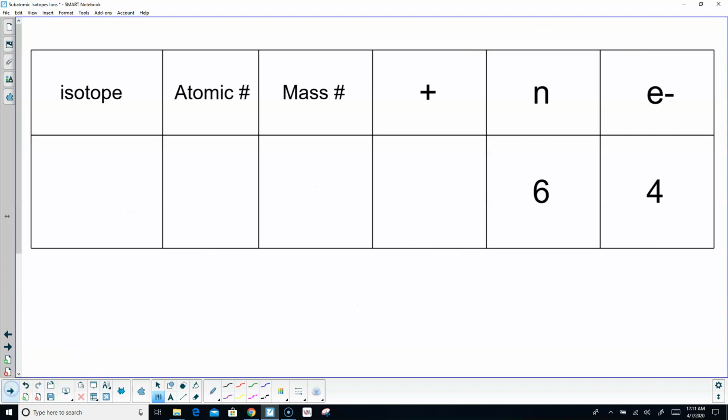I'm going to do just a few. I'm going to skip over here, see if we can find some that are a little different.